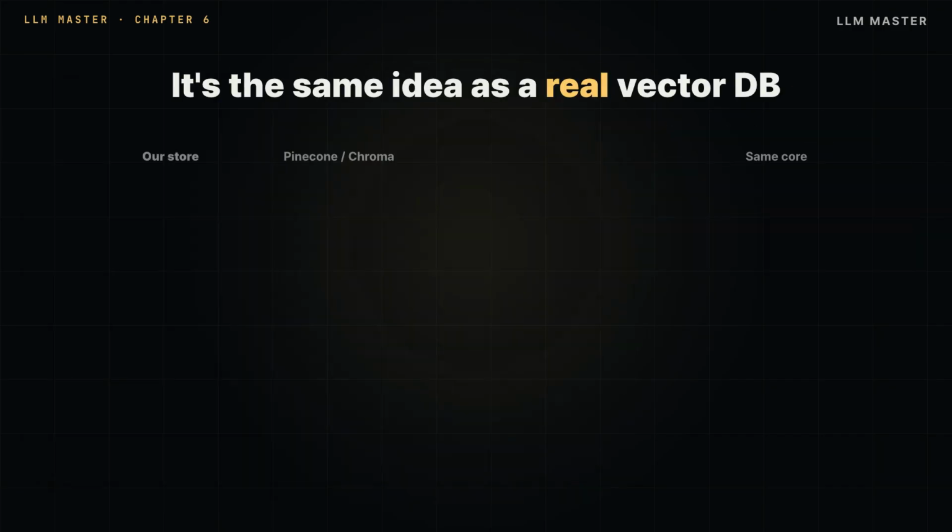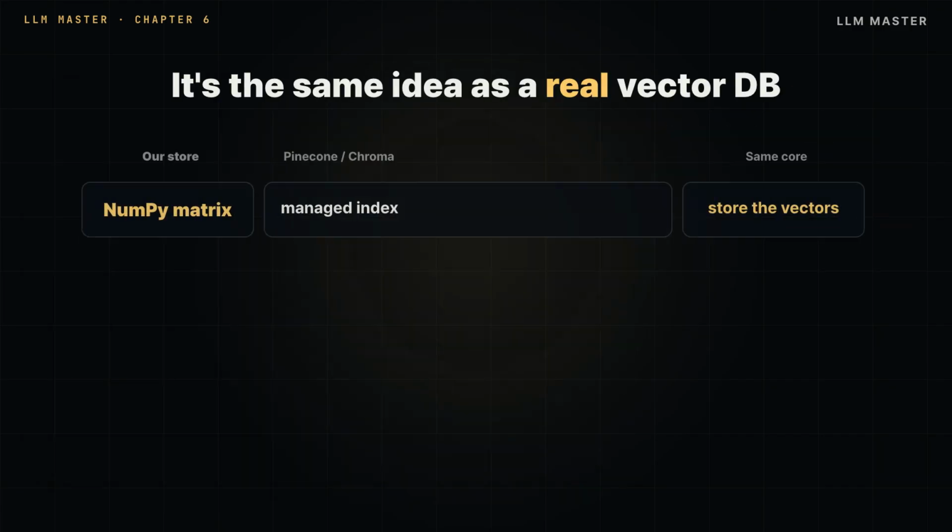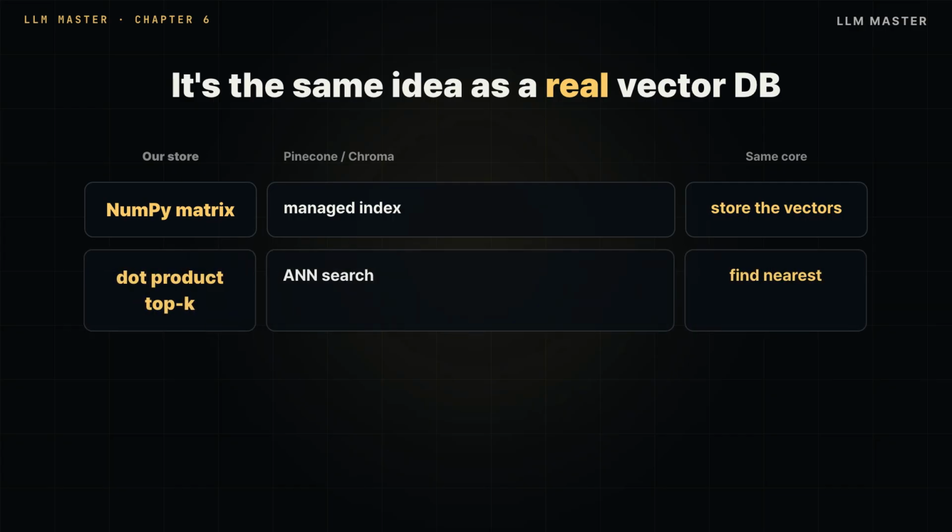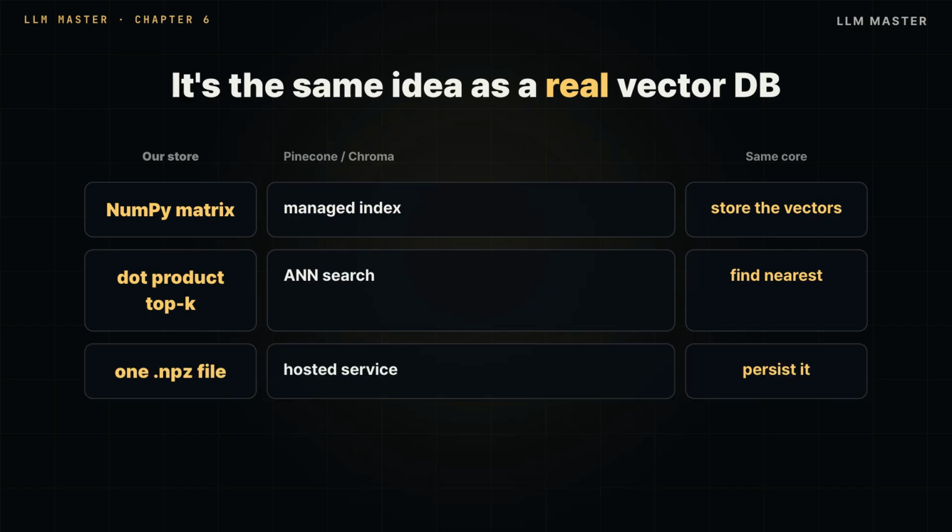Now, connect this to the real world. Pinecone, Chroma, pgvector, the products people reach for, are this same idea. Where we keep a NumPy matrix, they keep a managed index. Where we do a dot product and top-k, they run approximate nearest neighbor search. Where we save one .npz file, they persist it in a hosted service. They add scale, filtering, and durability on top, but the core is what you just built. Once you understand these 40 lines, none of those products are mysterious anymore.